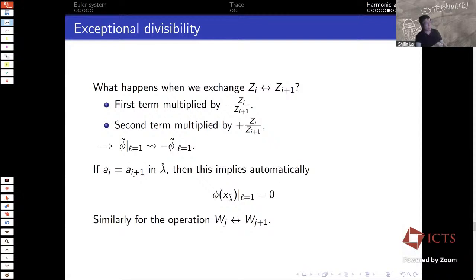But if AI is equal to AI plus 1, then I'm saying a number is equal to its negative, so the number is automatically 0. And similarly for the other operations. So this anti-symmetry argument automatically proves divisibility by L minus 1.